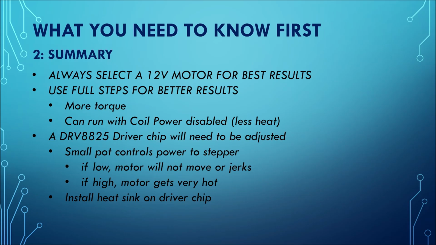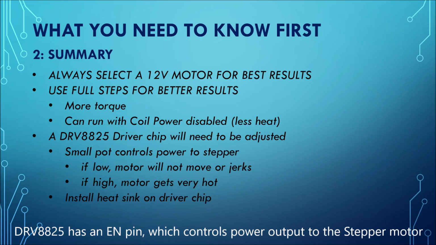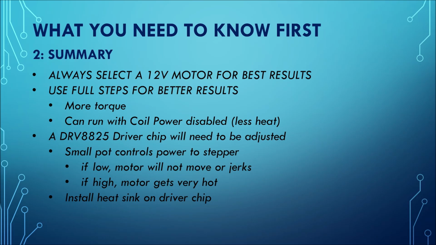In the DRV8825, there is a special pin which we can use to disable the power going out from the driver chip to the stepper motor. And so it's possible for us actually to turn that power on or off by basically flipping a switch. And that's what coil power does. So for a motor that's got step mode or micro stepping enabled, you really need to run with coil power on.